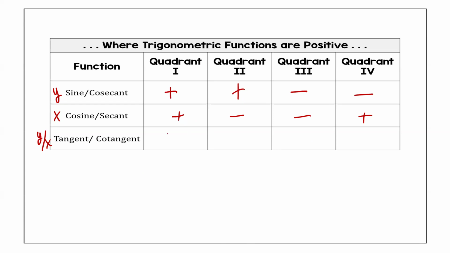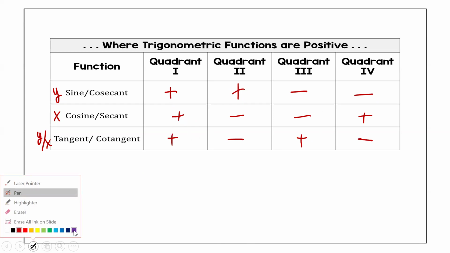So tangent, therefore, is what? Tangent is? Tangent is negative. Wait, why do we know that? Because two positives make a positive. Oh. All right, so how did my teacher teach us to remember this?